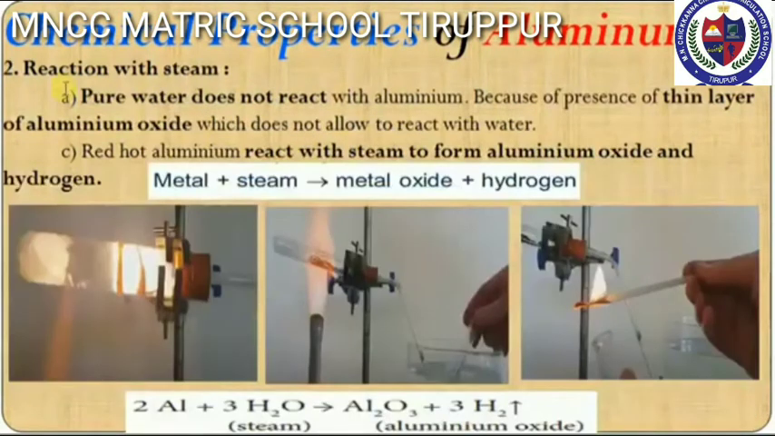Second reaction, reaction with water. Water does not react with aluminium due to the layer of oxide on it. When steam is passed over red hot aluminium, hydrogen is produced. Aluminium reacts with steam to form aluminium oxide and hydrogen.